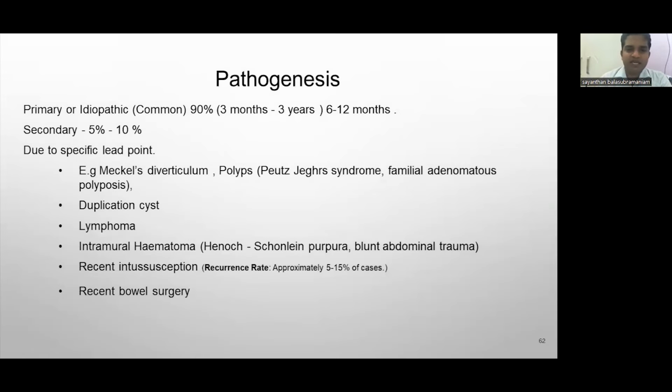Age may vary, 3 months to 3 years common, but 6 to 12 months is the peak incidence. These are some lead points. Lead points mean there may be some abnormalities in the bowel anatomy that will help to facilitate this intussusception: Meckel's diverticulum, duplication cyst, lymphoma, intramural hematoma, recent intussusception reduction. You see, after reduction also, 5 to 15% may have intussusception.